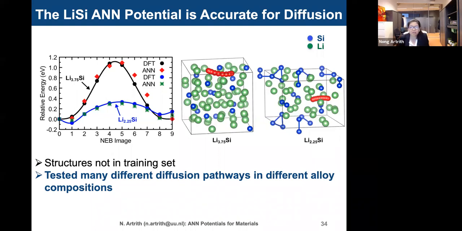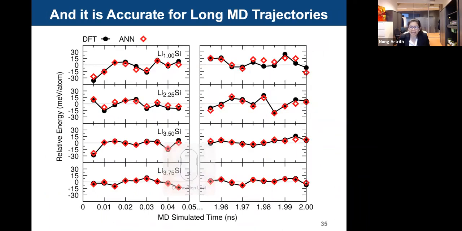compositions that can occur. And not only accurate energies, we also run long MD simulations, and also compare the energies at the beginning and at the end of the nanosecond-long MD simulations.